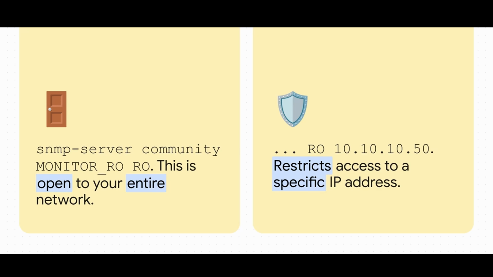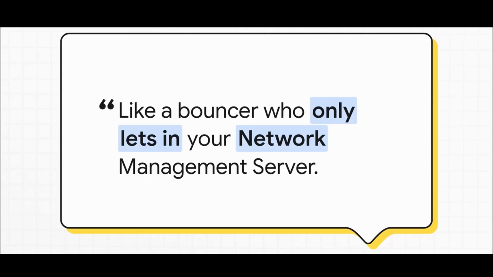By adding that one IP address, we've basically hired a bouncer for our device's front door. Now it doesn't matter if someone else on the network somehow gets the community string. If the request doesn't come from that one specific IP address, 10.10.10.50 in our example, the bouncer just says, "Nope, you're not on the list," and turns them away. It's a simple change, but it's a huge boost for security.